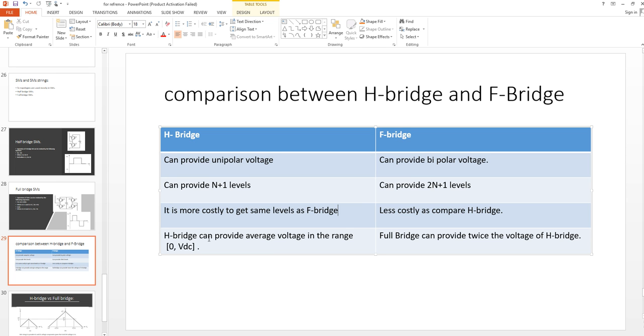Similarly, it is more costly to get the same level with the half bridge as compared to the full bridge, but the half bridge is less costly since the number of capacitors needed will be reduced. And the half bridge can provide average voltage in the range of 0 to VDC, whereas a full bridge can provide twice the voltage level of the half bridge. So this is the big advantage of full bridge over half bridge, that it can provide twice the voltage of the half bridge.